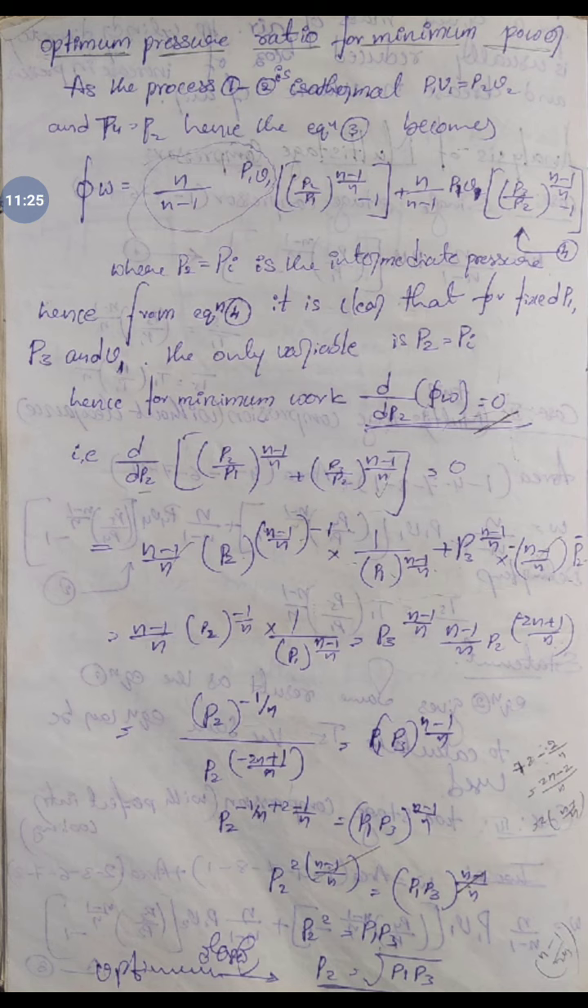Hence equation 3 becomes: the cyclic integral of W, that is the work required to compress the air, is given by n by (n minus 1) P1 V1 [(P2 by P1) to the power of (n minus 1) by n minus 1] plus n by (n minus 1) P1 V1 [(P3 by P2) to the power of (n minus 1) by n minus 1].